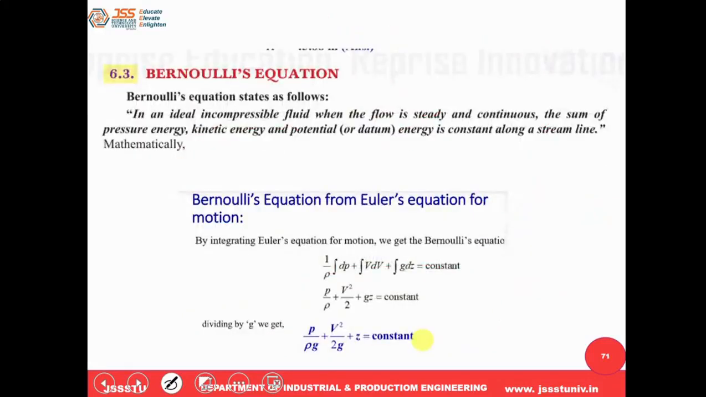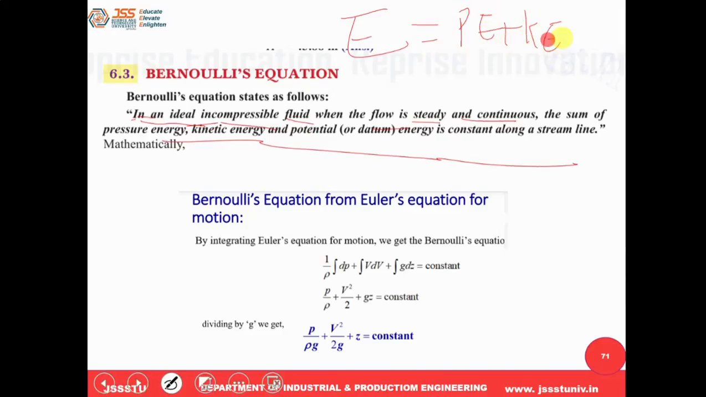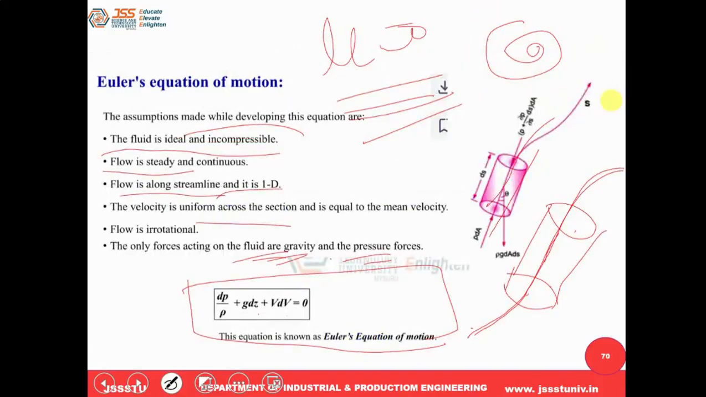He made one statement, according to Bernoulli's equation. He also considered the same assumptions as Euler. In an ideal incompressible fluid, when the flow is steady and continuous, the sum of the total energy is constant. What is total energy? Potential energy, kinetic energy, and pressure energy are constant. Potential energy means Z, kinetic energy means V square by 2g, and pressure energy means P by rho g. All these are constant.